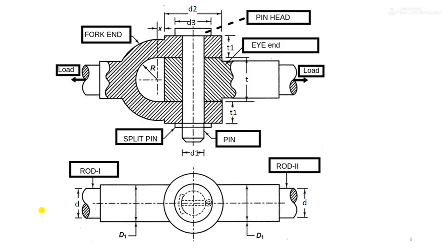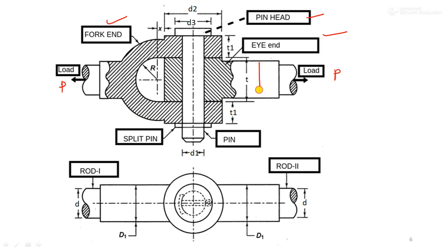Okay, now let us understand this diagram. This is, you can say, the schematic diagram of this particular knuckle joint. Let us first of all understand the components. So this is the fork end, this is the eye end. Here the pin head is shown. This is the pin head. Here you can see the loads are acting, P, right?